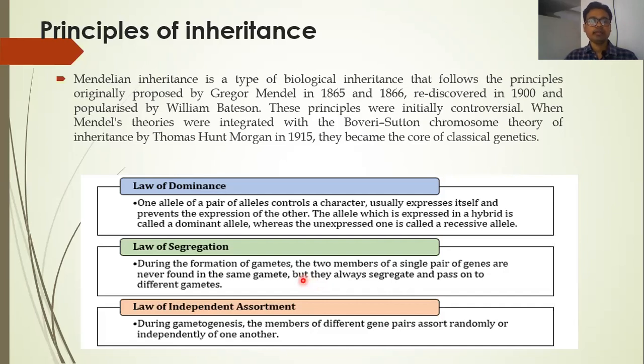Next is the law of independent assortment. During gametogenesis, when the alleles separate from each other, the gametes then reunite in a random manner. Any gamete can pair with its opposite pair of alleles. During gametogenesis, the members of different gene pairs assort randomly or independently of one another. These are the three special laws or principles of inheritance proposed by Gregor Johann Mendel.